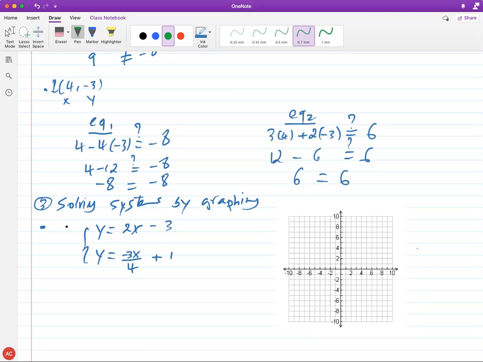Let's call this one line 1. This is line 2. So to graph this, as we saw previously in the previous two or three classes, this is what we call the y-intercept. This number here is the y-intercept. And what do we call 2? Look at this equation here. What do we call the number 2? The slope. Exactly, this is the slope.